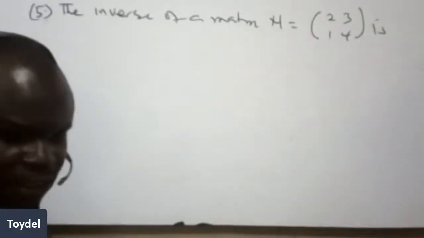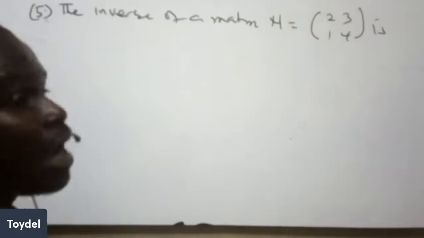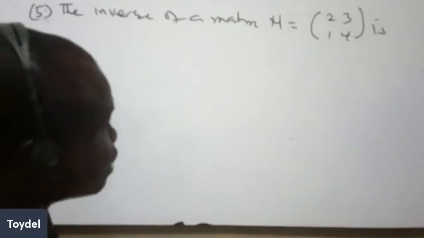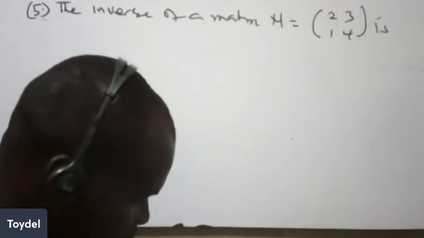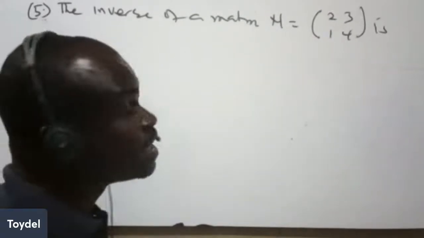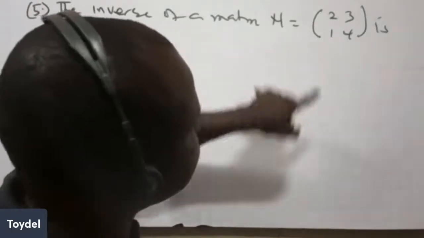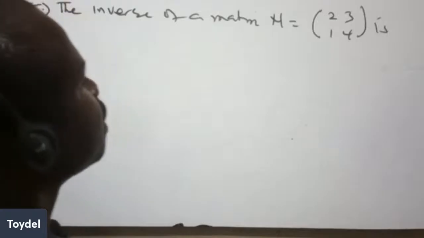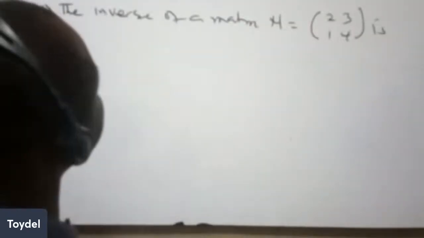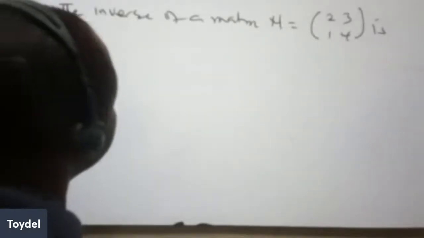It's not all matrices that have inverse. It's only non-singular matrices that have inverse. A matrix is said to be non-singular if the determinant is non-zero. That is, if the determinant is not equal to 0. To know more, just check my video on matrices, and how to find the determinant of a matrix and the inverse of a matrix.